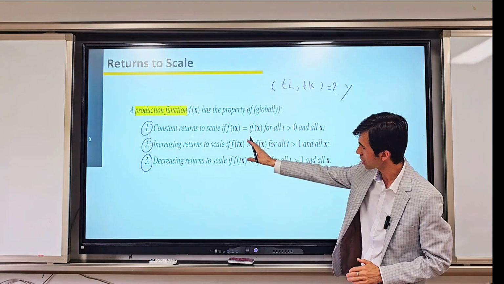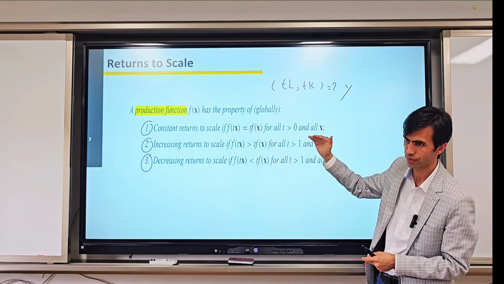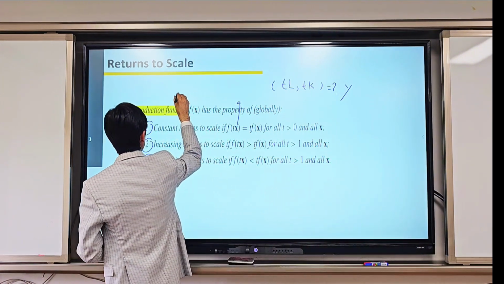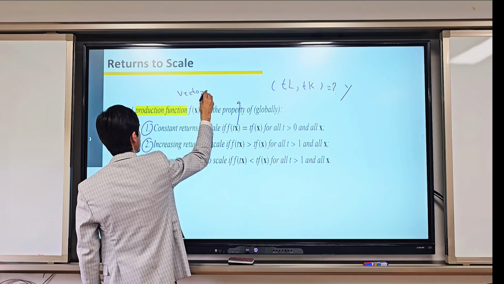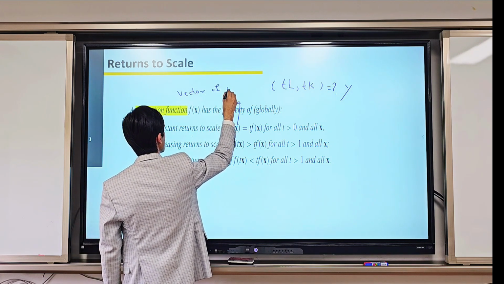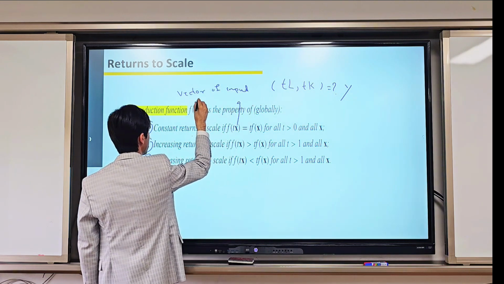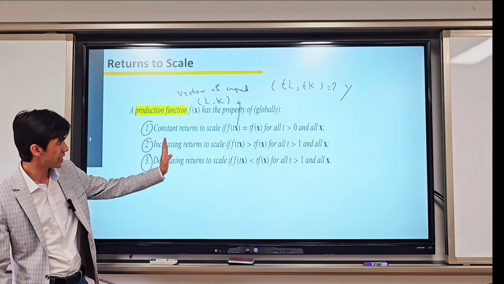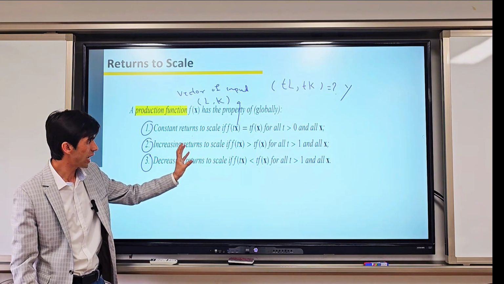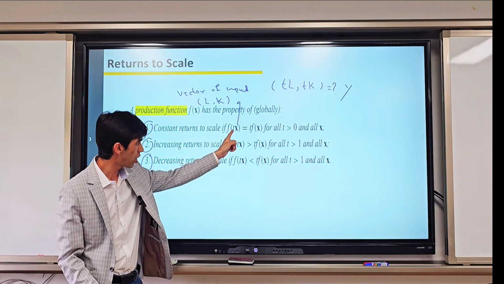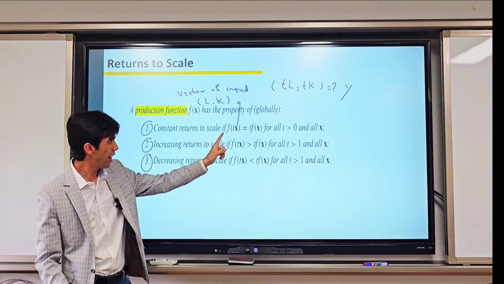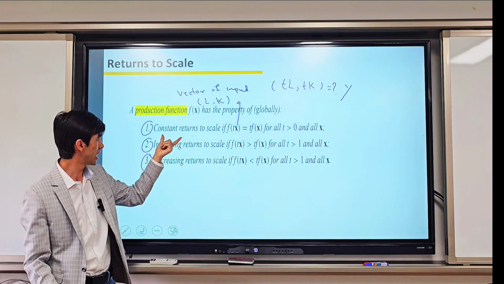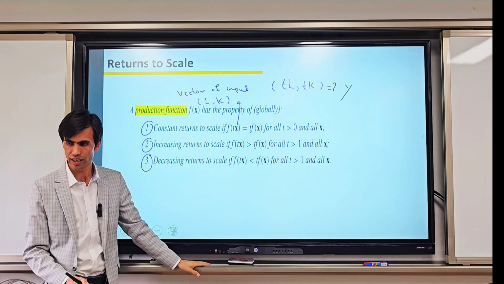In the case of constant return to scale, x is a vector of inputs. It can be your labor and your capital. If you increase all inputs by some scalar t, and your output increases exactly by the same amount t, then we have constant return to scale.